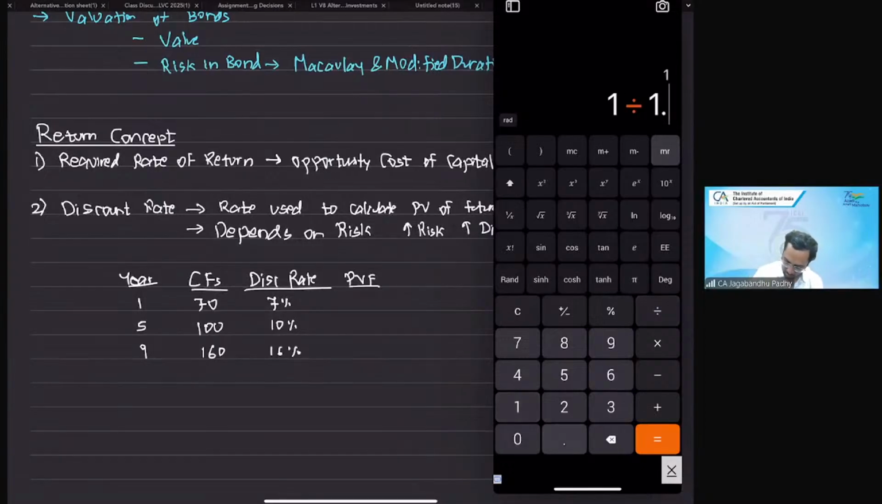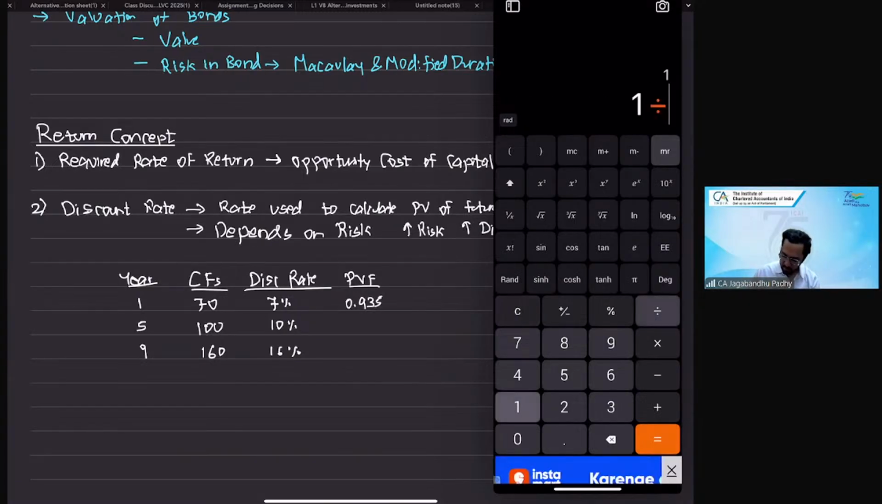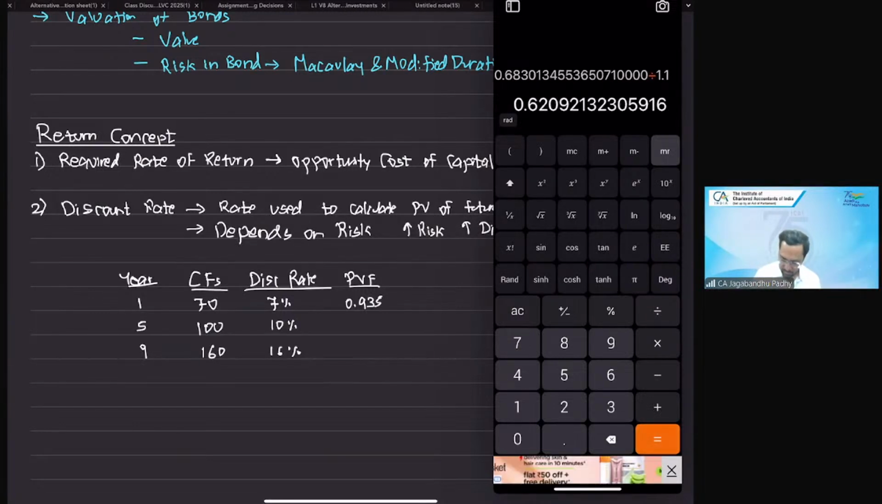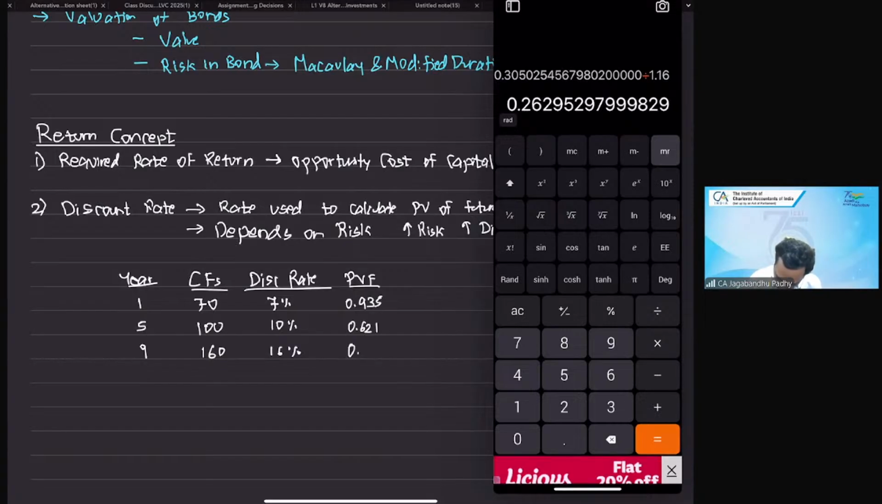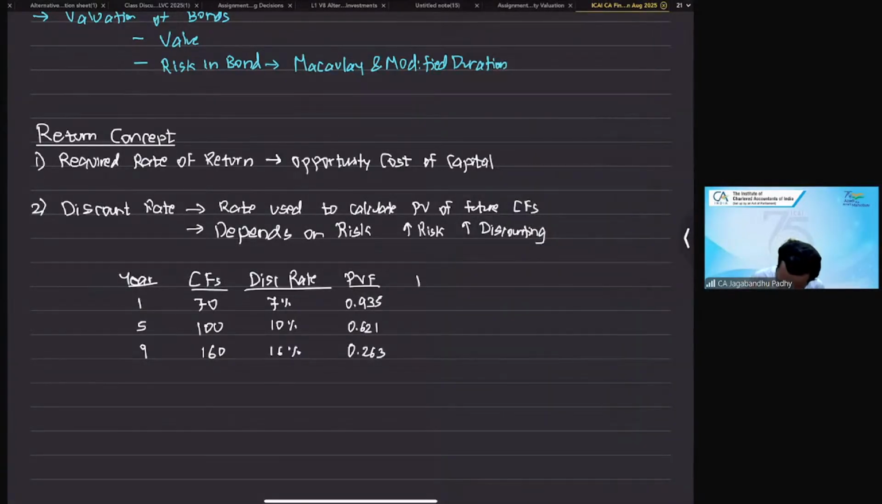So it's like 1 divided by 1.07, which is 0.935. Then 1 divided by 1.1, but this has to be taken for 5 years. So first year, second year, third year, fourth year, fifth year. That's 0.621. Right? And then for 160, 1 divided by 1.16, that's going to be for 9 years. So 1, 2, 3, 4, 5, 6, 7... that's 0.263. And then, of course, we can simply take the PV by multiplying them with the cash flows, and then we arrive at the value of that security, right? So the idea is you can have multiple discounting rates for multiple cash flows because they have different risks, and even the time period can be different, right?